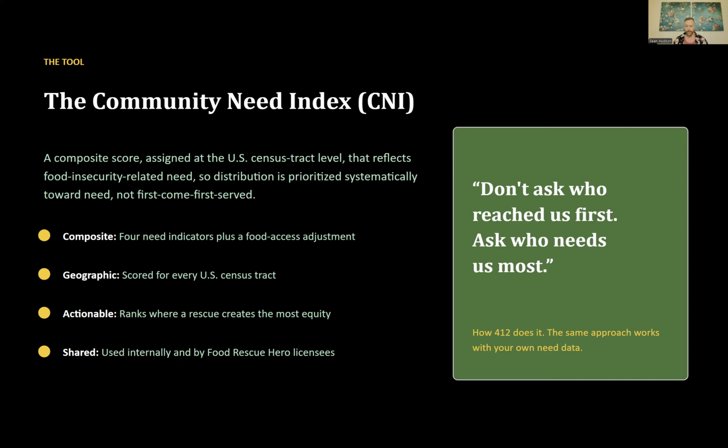So if you look at a map, a lot of times you'll see county and state maps, obviously. Think of this as a much smaller level, and those tracts can be color-coded. They have underlying data that is actionable, right? So it kind of ranks our rescues where they can create the most equity, where they can be the most useful.